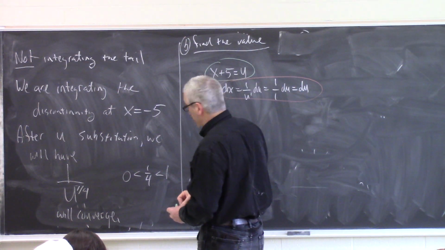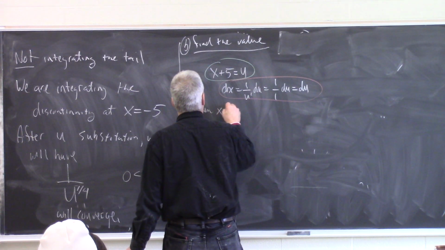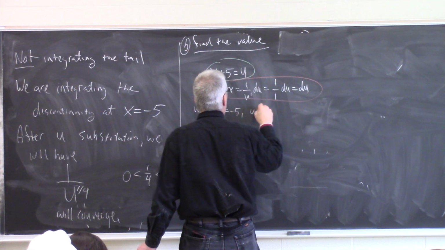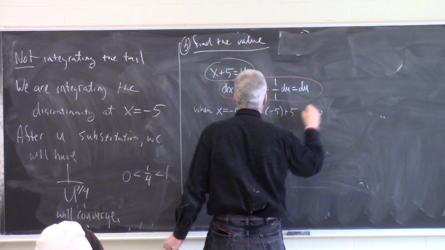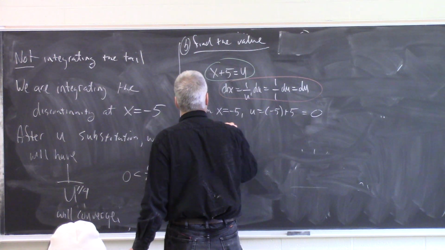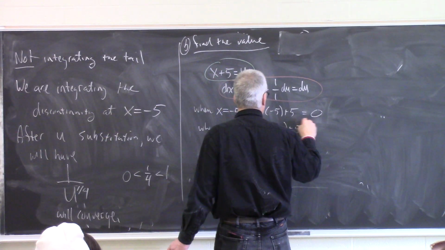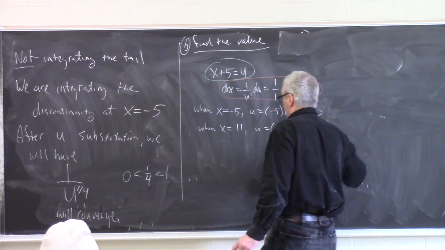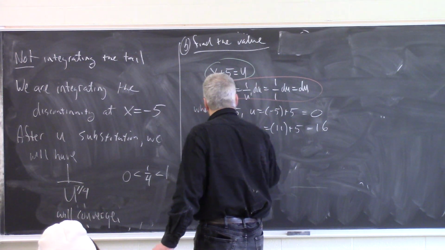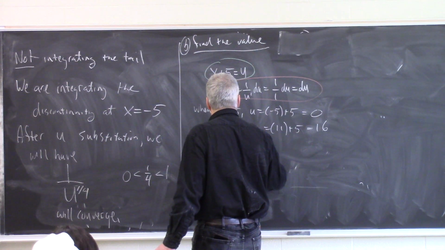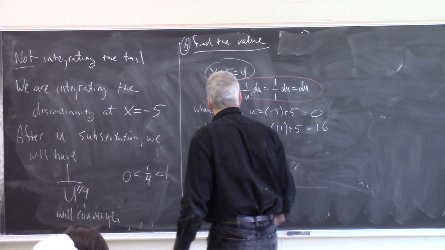And then let's transform the endpoints. When x equals -5, u equals -5 plus 5, so it's going to be 0. When x equals 11, u equals 11 plus 5, so it's going to be 16. So I now have the signed area is going to be the integral from 0 to 16 of 1 over u to the 1/4 du.